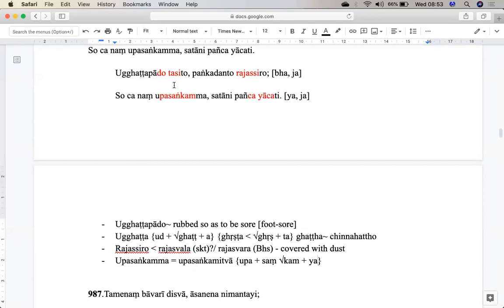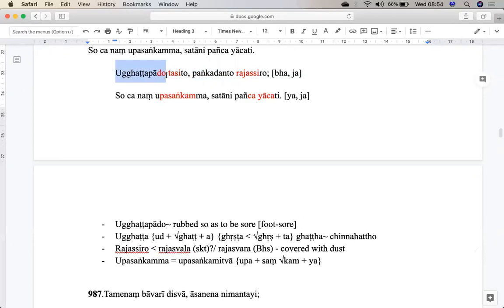So okay, here. Ugghāṭabaddho: whose head or whose feet are sore; tasito, who is thirsty; and pūtidanto, whose teeth are dirty; and rajasiro. According to the Pali word, whose head is dirty, but according to the Khmer translation's suggestion, the Sanskrit equivalent word, who is covered with dust. Okay, so these four words: ugghāṭabaddho, tasito, pūtidanto, rajasiro.